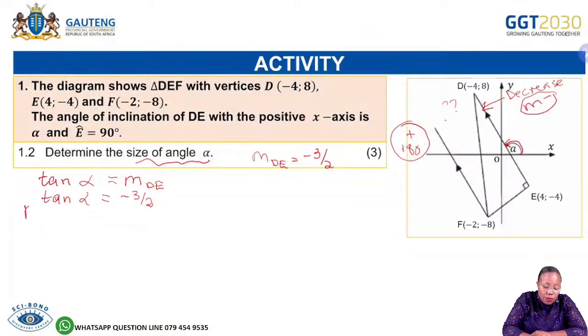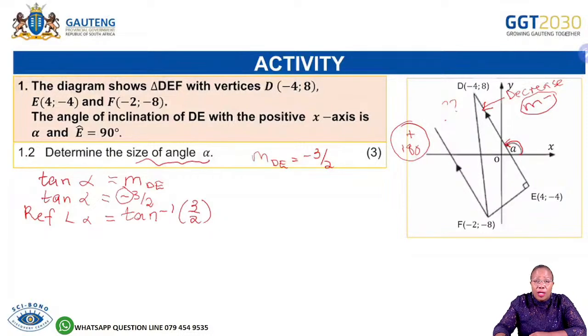But before we do that, we need to look for the reference angle of our alpha. That will be calculated using the arctan of 3 over 2. We are neglecting this negative, grade 12, because it's showing that we are working in quadrant 2. And now we will get our reference angle, which will be 56.3 degrees. Remember, this is a reference, it's not yet our solution, because our solution must be greater than 90 degrees because the gradient is negative.